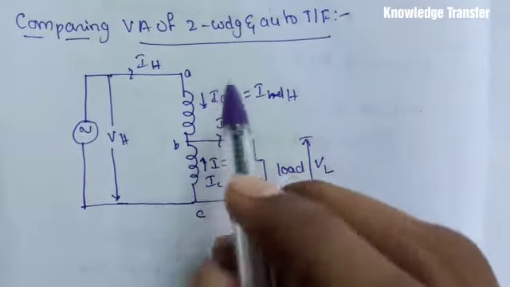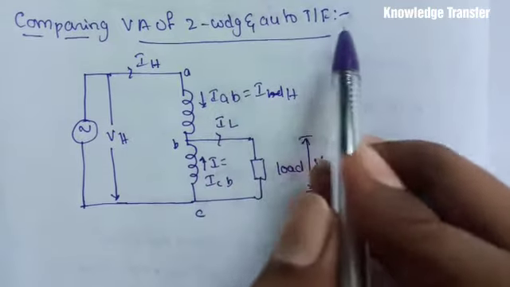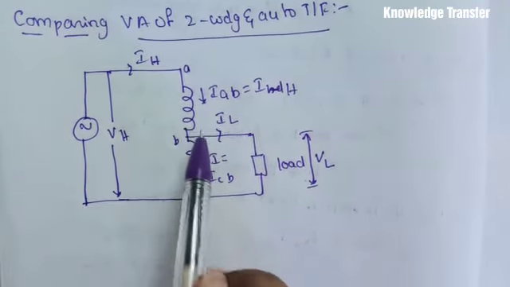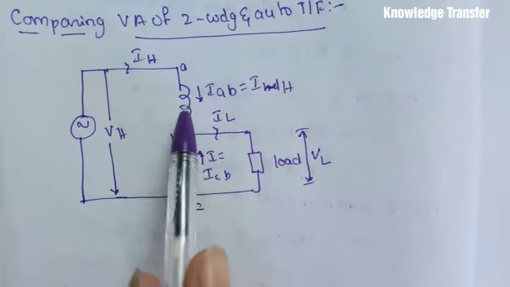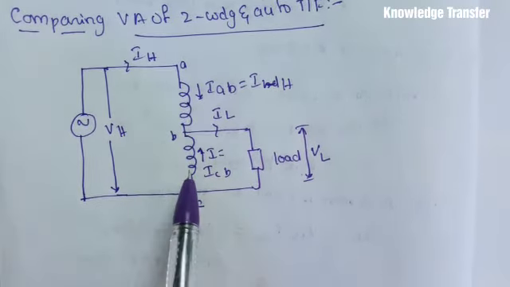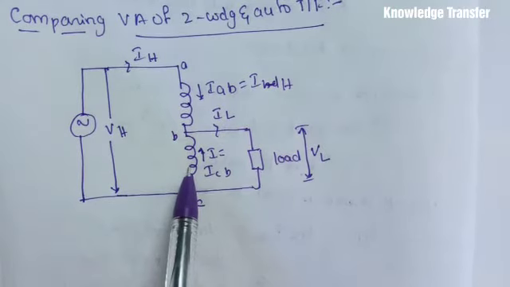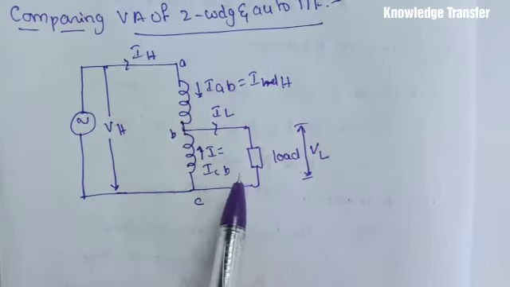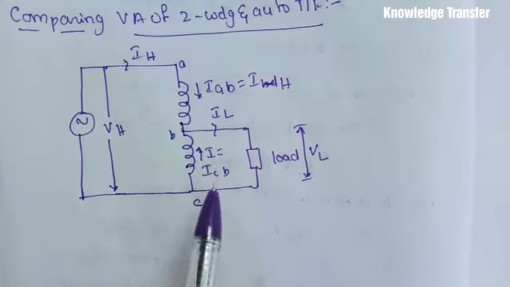Compare the volt ampere ratings of a two winding transformer and an auto transformer. Let us take an auto transformer. This auto transformer is made from the two winding transformer. This is one winding of the two winding transformer, and this is the other winding. By connecting these two windings in series, we get an auto transformer. Let us consider it like this only.